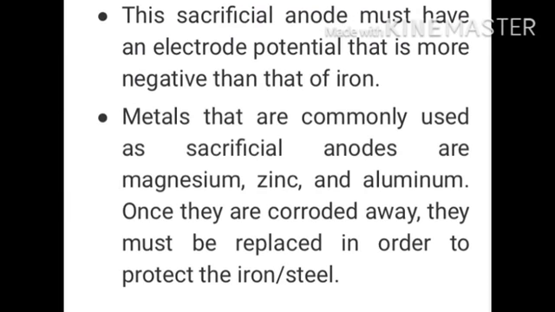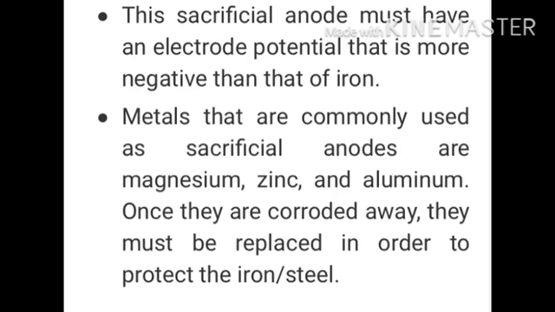This sacrificial anode must have an electrode potential that is more negative than that of the iron. Metals that are commonly used as sacrificial anodes are magnesium, zinc, and aluminum. Once they are corroded away, they must be replaced in order to protect the iron again.